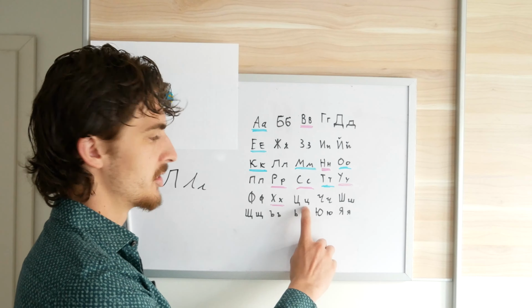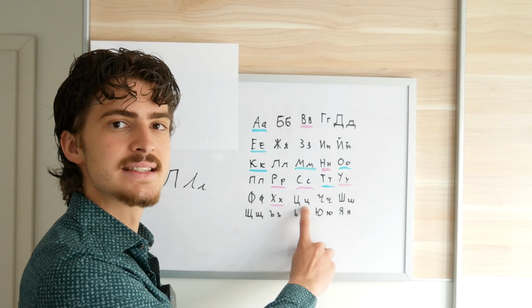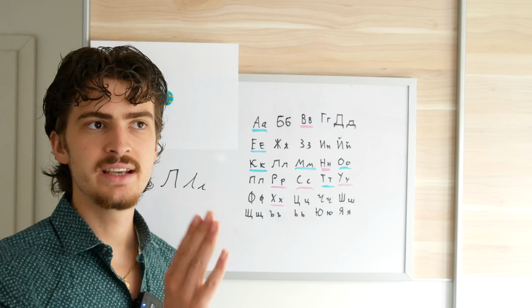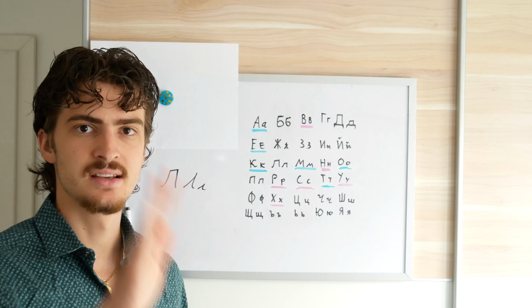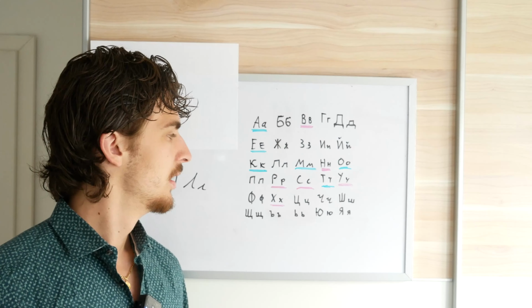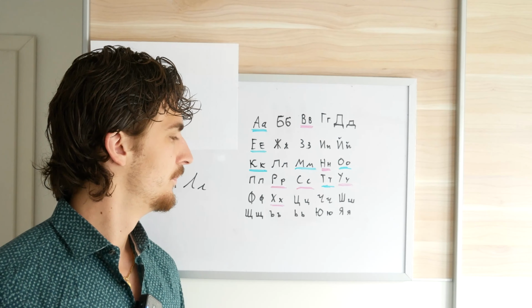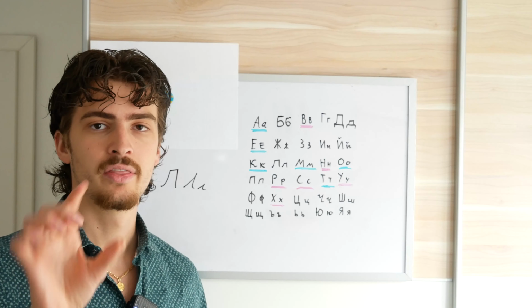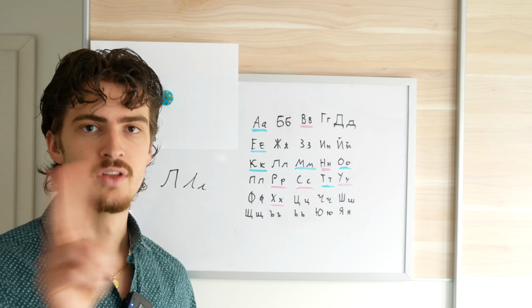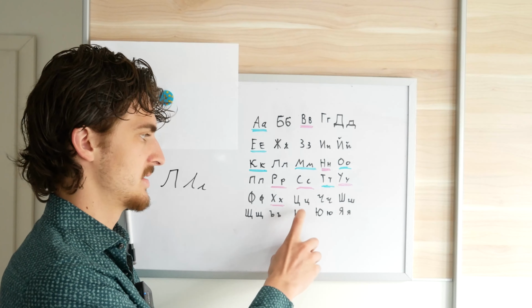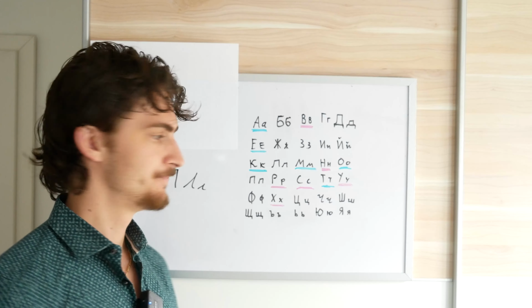Next up, we got the letter Ц, C. This sounds like a T and an S combination in English. It's not that easy to find a word with that letter, but maybe take the word nut and put it in plural, nuts. The end part, that's how this letter sounds, nuts.